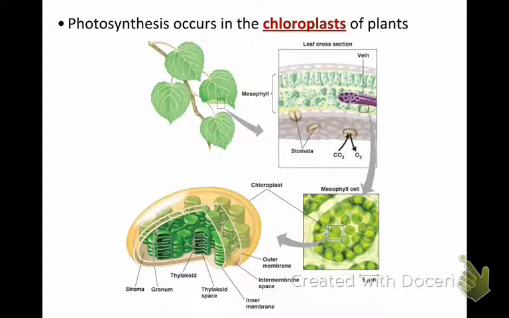So photosynthesis occurs in the chloroplast of the plants, okay? So on the test, when it asks what organelle does photosynthesis occur in, you are going to say chloroplasts, right? Chloroplasts. That is why they're green.